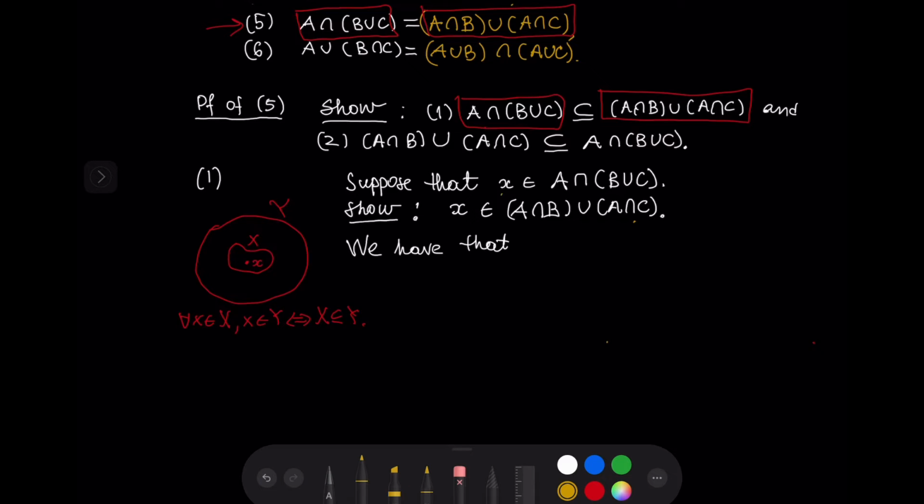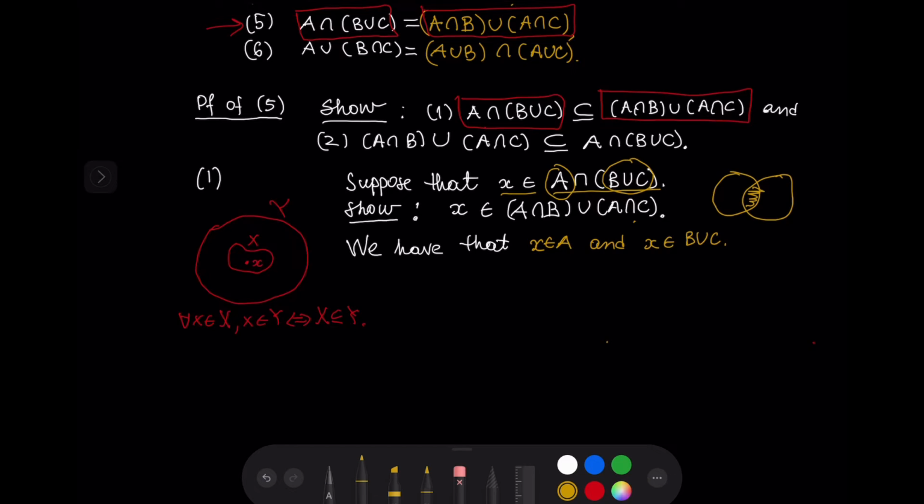So since x is in the intersection of A and B union C, it means that x is both in A and in B union C. Remember, intersection is what is in both sets, right? So we have that x is in A and x is in B union C.